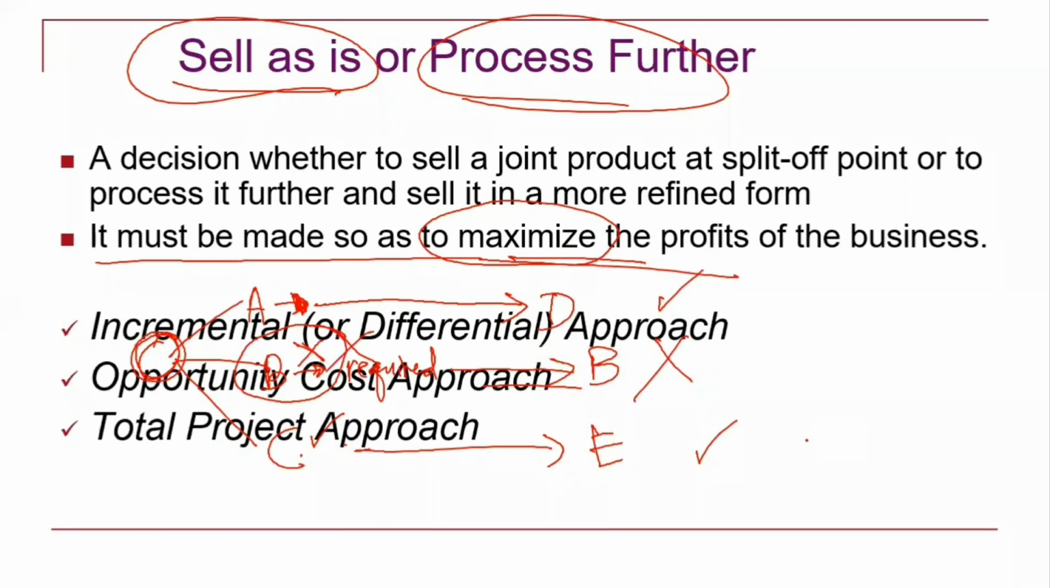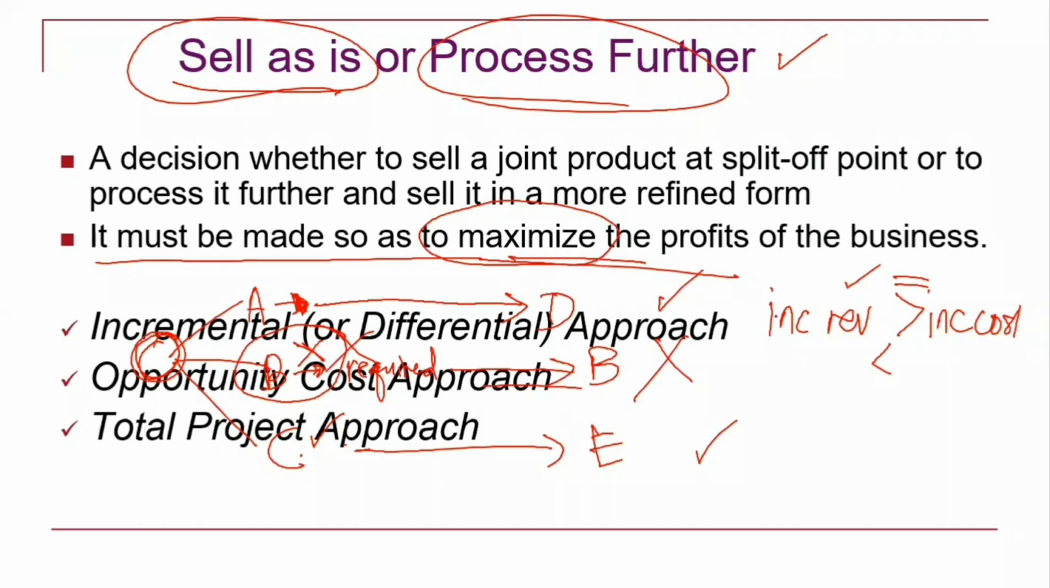So one way to do that is to do the incremental or differential approach. So aalamin na lang natin ano yung mga nadagdag na kita. So incremental revenue, kapag mas malaki sa nadagdag na gastos or incremental cost, ibig sabihin mas okay na sa atin na i-process natin further. Otherwise, kung yan ay baliktad, sell as is. Kung yan ay equal, kahit ano, i-process mo further or ibenta mo as is, that would give you the same profit.